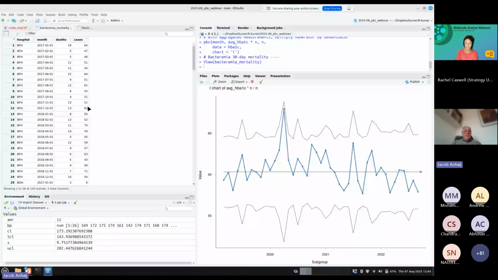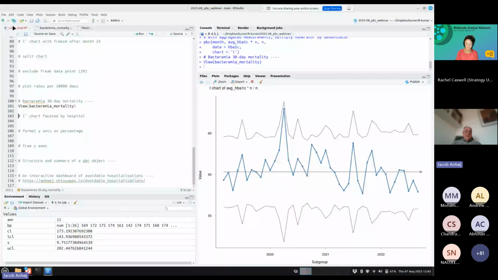These are data on mortality after bacteremia. So for each month, we have a number of bacteremia cases, and we have a number out of these cases, how many died. So again, this is a traditional proportion or percentage case we would normally plot in a p-chart. But we have a third dimension, that is the hospital dimension. There are 6 hospitals, and we want to compare the rates for these 6 hospitals.